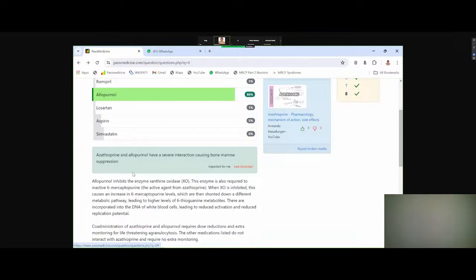Azathioprine and allopurinol, both start with A, have a severe interaction causing bone marrow suppression. Allopurinol inhibits the enzyme xanthine oxidase. This enzyme is also required to inactivate 6-mercaptopurine, the active agent from azathioprine. When xanthine oxidase is inhibited, this causes an increase in 6-mercaptopurine levels.